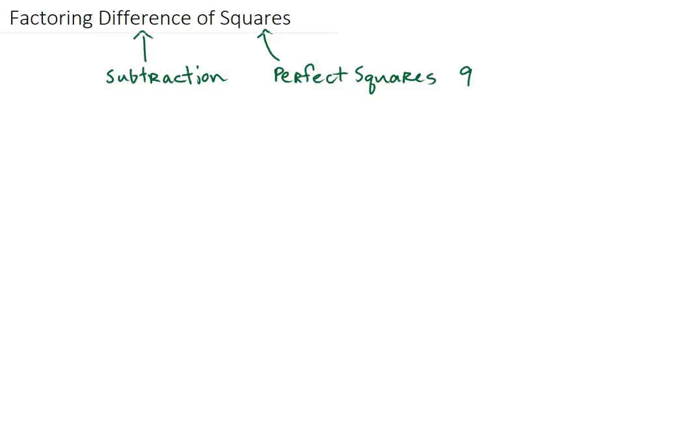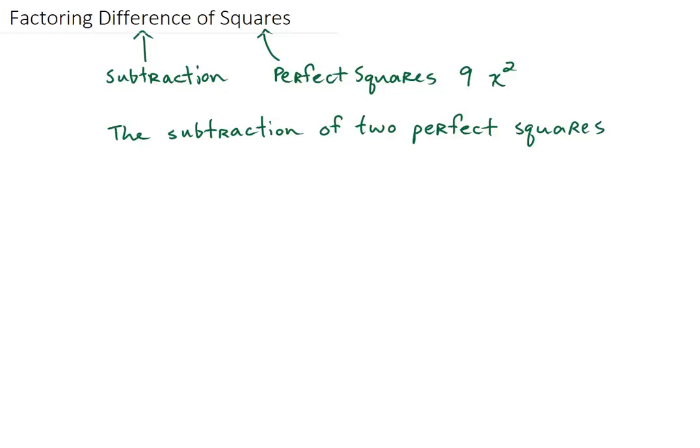9 is a perfect square because it is 3 times 3, but then x squared is also a perfect square because it's x times x. So anything that can be square rooted down to a nice number, a whole number, we would call that a perfect square. So the long way to say difference of squares would be to say the subtraction of two perfect squares. What one of those might look like is something like x squared minus 9, because x squared is a perfect square, 9 is a perfect square, and they're being subtracted.